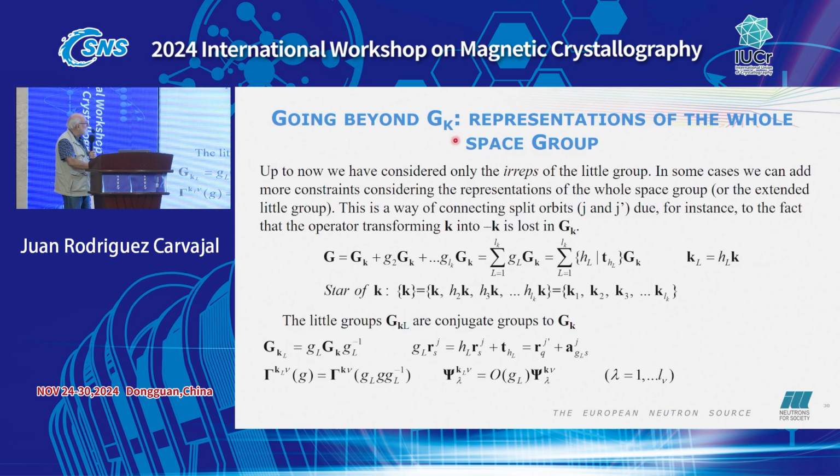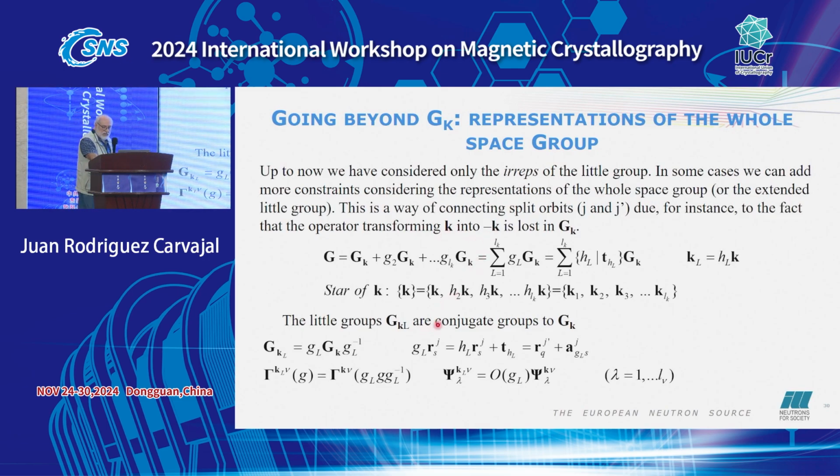This is the reason why we can use the concept of the extended little group, which is equivalent to GK, or, if there is no operation within GK that does this, you have to add another operation which is not in GK, but transforms K into minus K.